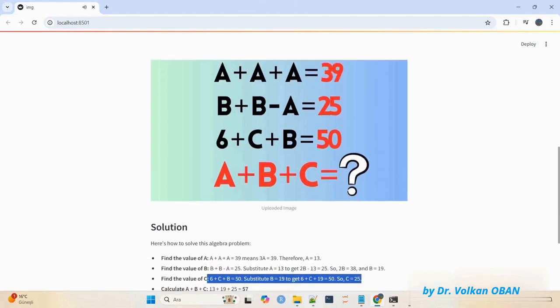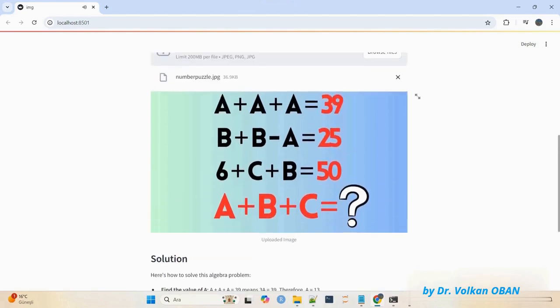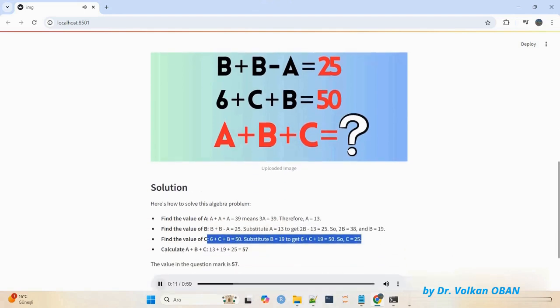Here's how to solve this algebra problem. Find the value of a. a plus a plus a equals 39, which means 3a equals 39. Therefore, a equals 13.